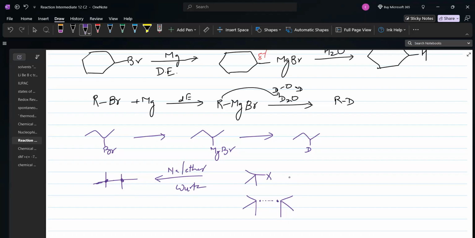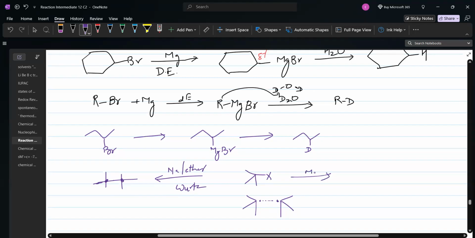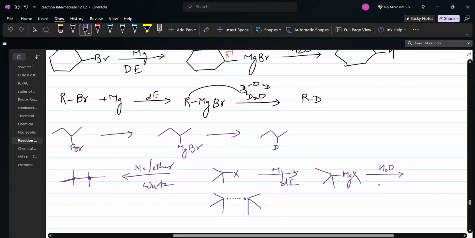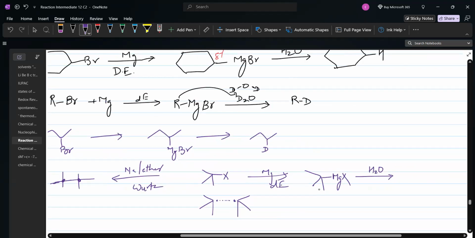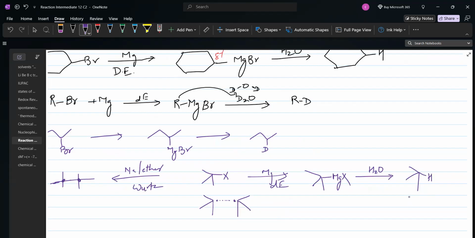When we do this Mg thing on it, Mg in dry ether, obviously we know that this will form. Got it? Yes, sir. When we react with Mg and H2O, this will be replaced with H, meaning MgX will be gone, H. Right? Yes, sir. Understood.